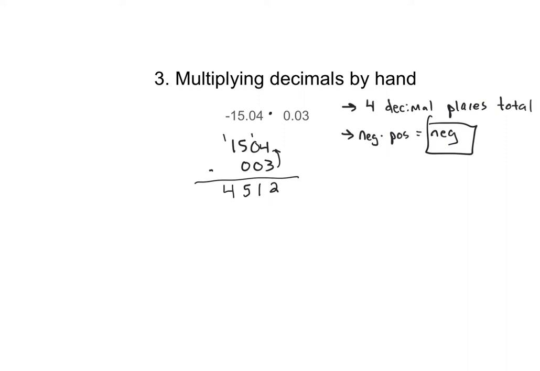And I'm going to go back to these notes I wrote myself. My decimal right now is right here. But up in my notes, I said 4 decimal places total, which means that I have to move my decimal 4 places total. So 1, 2, 3, 4. So right there. And also, I wrote myself a note that a negative times a positive is a negative. So I know that my answer has to be a negative. So what I actually come up with is negative 0.4512.